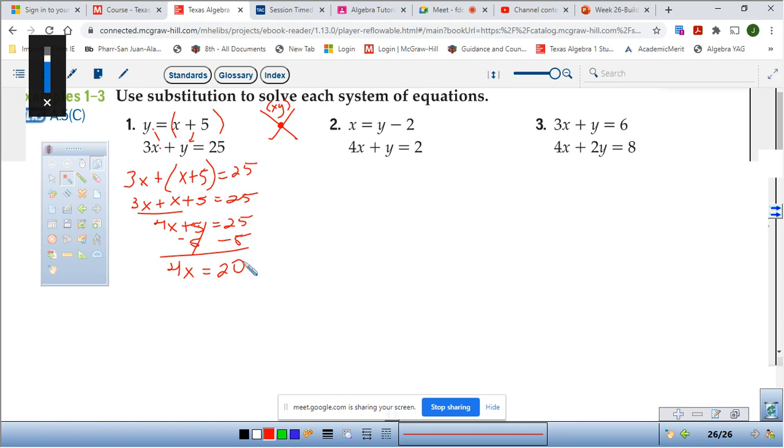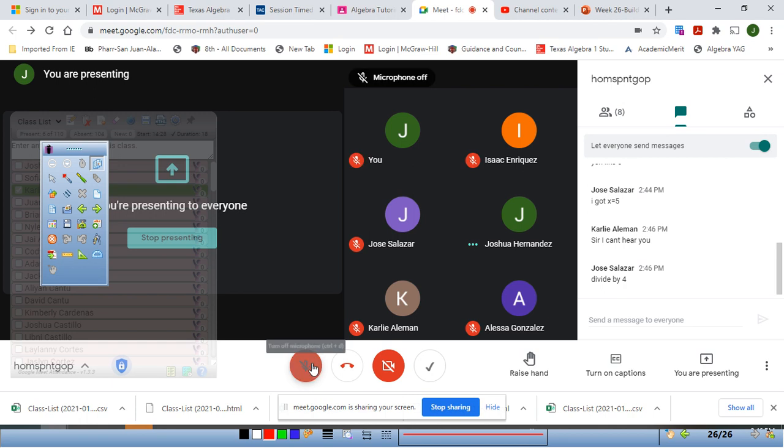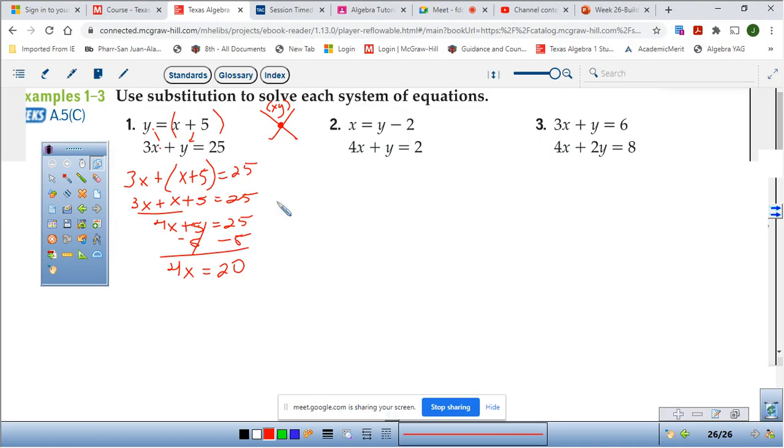Yeah, so now I'll divide. Okay, now I'll divide by 4. Divide by 4. Here, x is equal to 5. Okay, good job, Jose. Now what do I do?